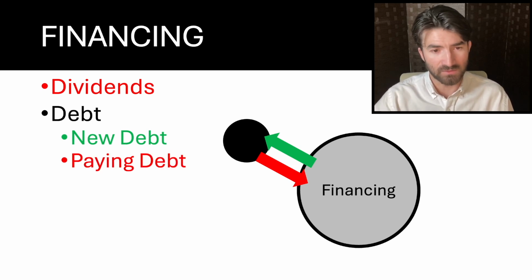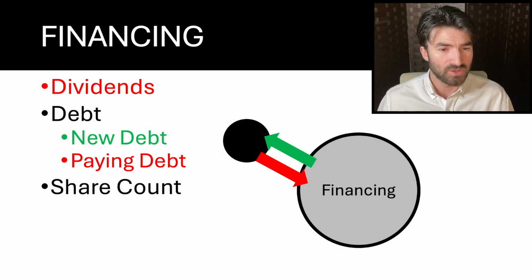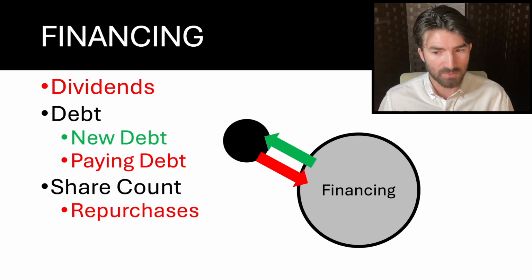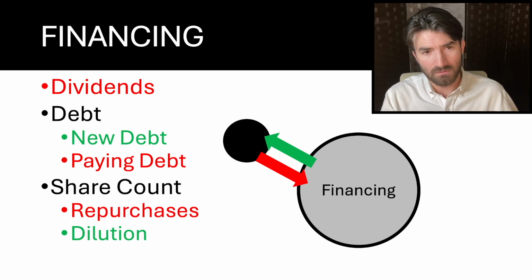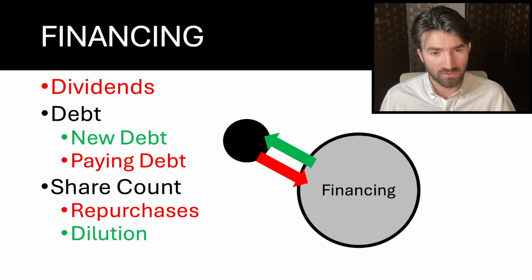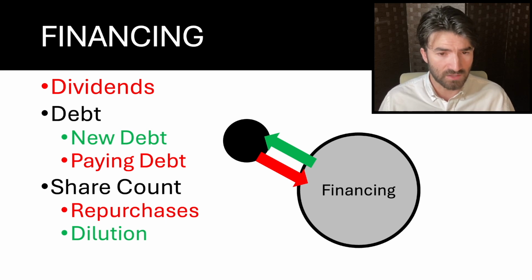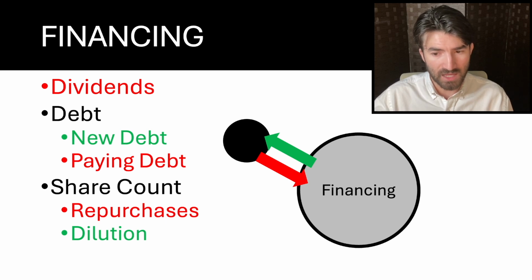And then if you're paying down debt, paying down the principal, it's going to be cash leaving the business, right? Share count, likewise, can be both. Repurchases would be money leaving the company going towards financing cash flow, and then dilution would be them getting cash at the cost of diluting shareholders, all right? So in general, look at what makes it green: new debt and dilution. That's why you don't want to see a green arrow for financing cash flow.